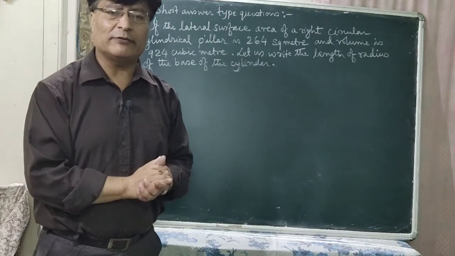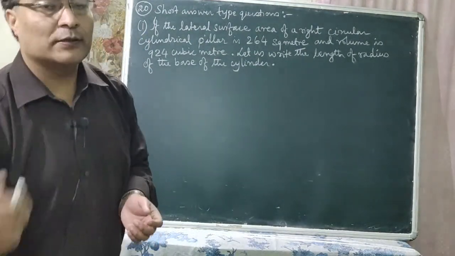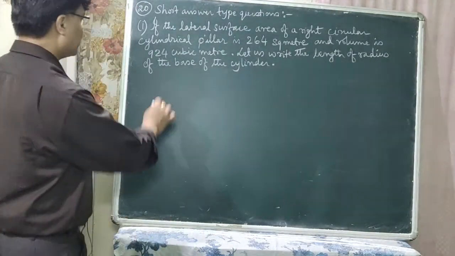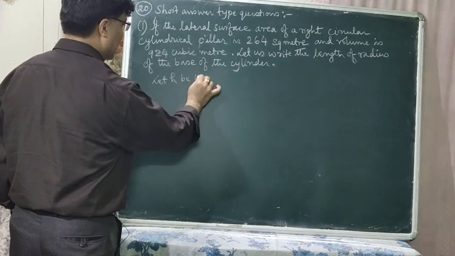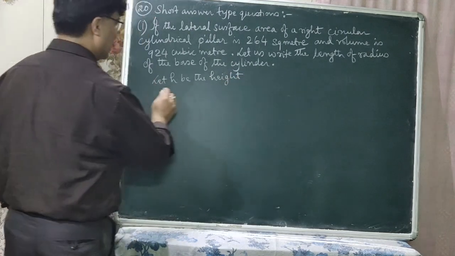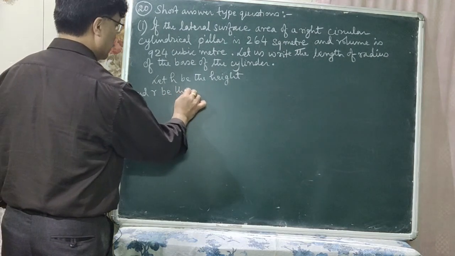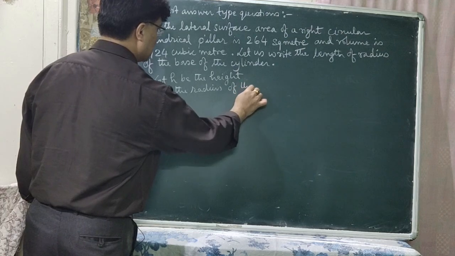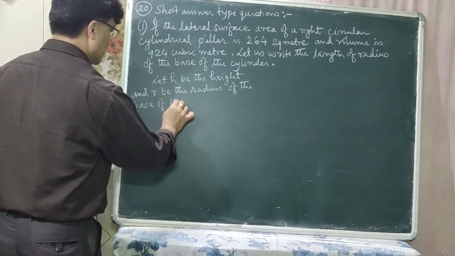So let us find out the radius of the base of the cylinder, right? Let us assume the radius of the base of the cylinder and the height of the cylinder. Let h be the height and r be the radius of the base of the cylinder.